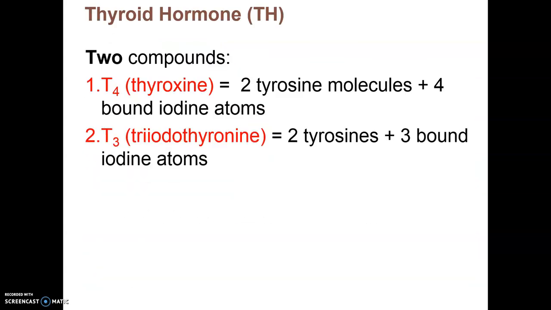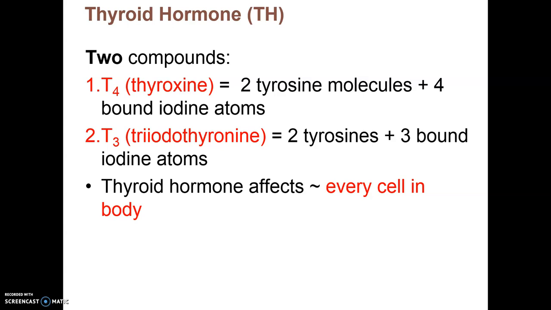Thyroid hormone has two forms, T4 and T3. T4 is known as thyroxine. It has 4 iodine atoms. T3 has 3 iodine atoms.